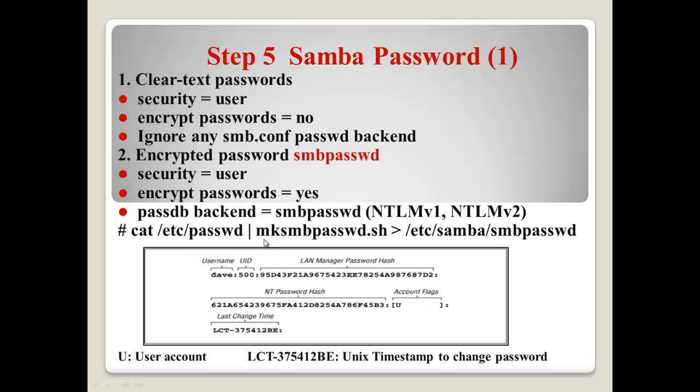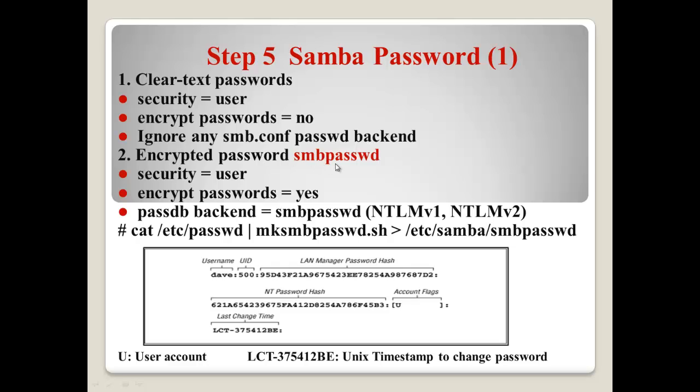Okay, step 5, Samba password. For Samba password, there are 4 kinds. First, clear text. Here you can configure it like this: security user, and encrypt passwords no. In this case, Samba will ignore any smb.conf passdb backend. Second, smbpasswd. The smbpasswd style was the default in previous versions, but now it has changed to tdbsam.